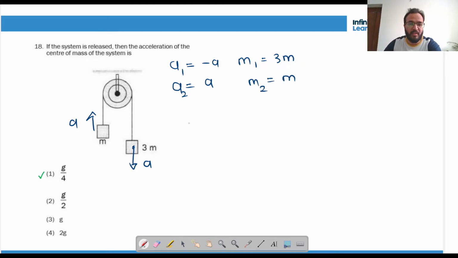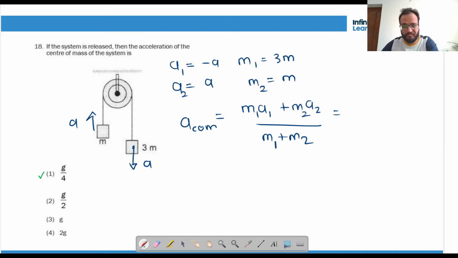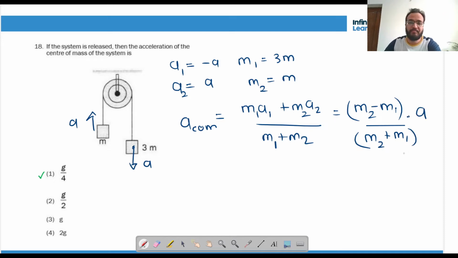Now if you remember, what is the acceleration of center of mass? Let's write down. You will say, sir, it is (m1a1 plus m2a2) upon (m1 plus m2), right? So it is (m2 minus m1) upon (m2 plus m1) into a. Got it? Into a. Yes or no?